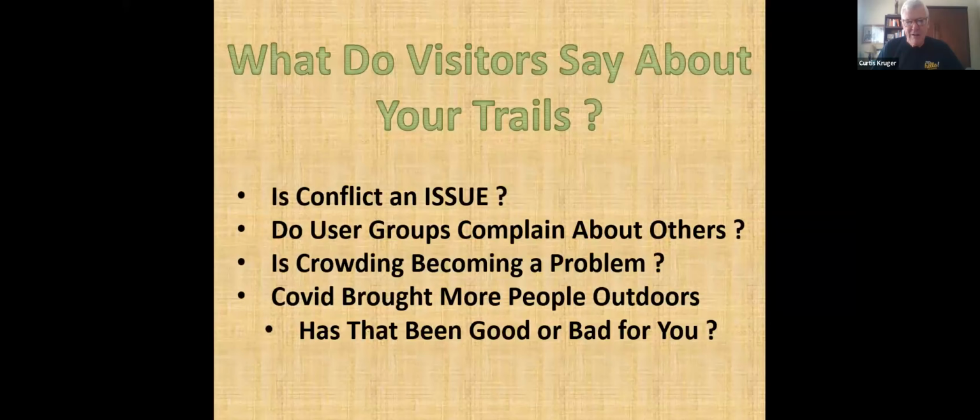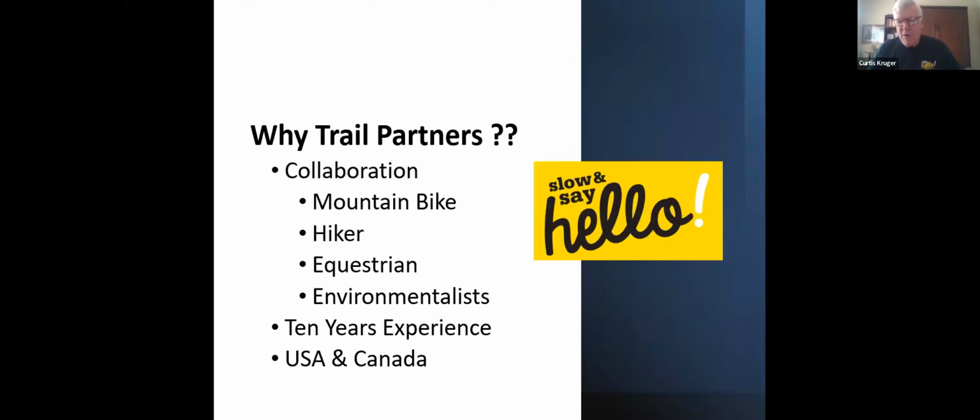So Trail Partners. Trail Partners began over a decade ago in the mountains near San Francisco as a collaboration of three separate groups, MCBC, which is the Marin County Bicycle Coalition, the Marin Horse Council, and the Marin Conservation League. The Marin Conservation League is one of the most active environmental organizations in California. The three groups realized that although they often opposed each other on many issues, they had a common interest in two goals, safety and resource protection.